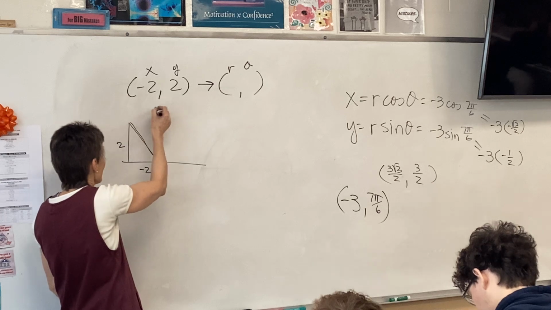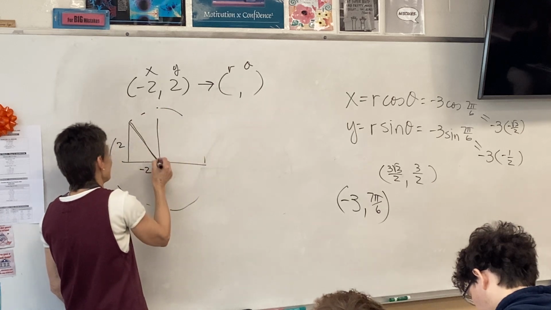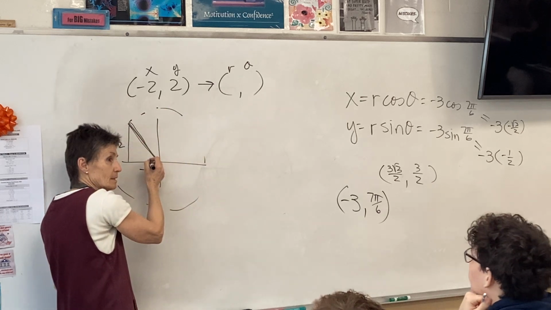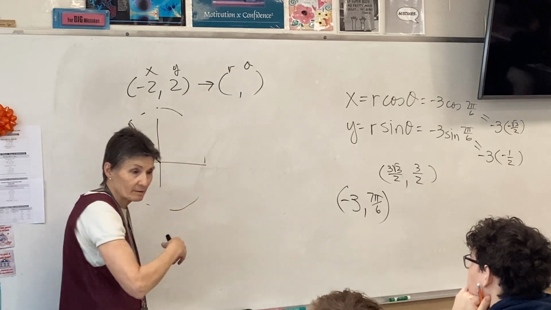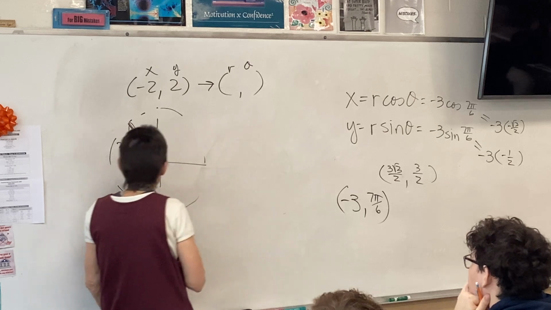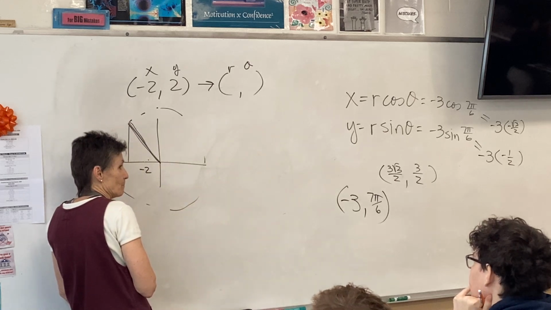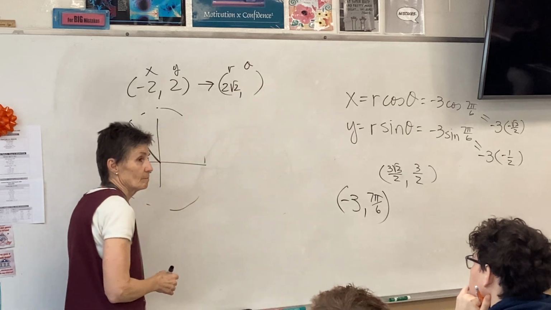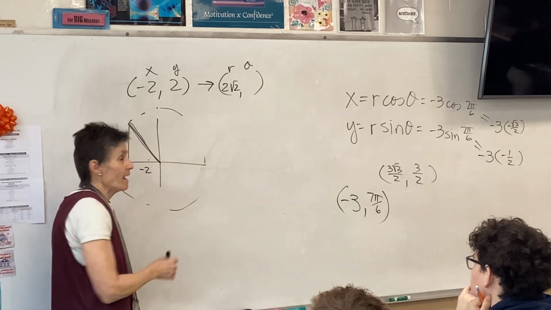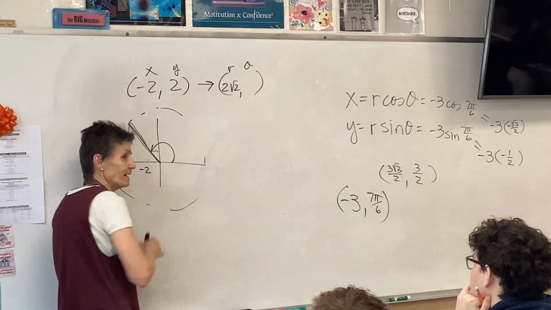Isn't this, I know I don't have it in a circle, but isn't this r right here? And I can find that. How will I find r? Pythagorean theorem. So that's going to be the square root of 8, so 2 radical 2. And then isn't this theta?